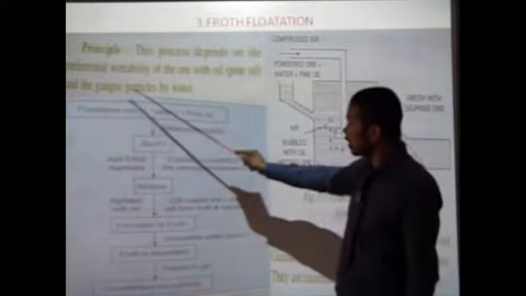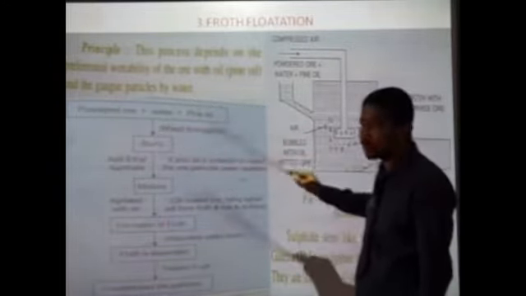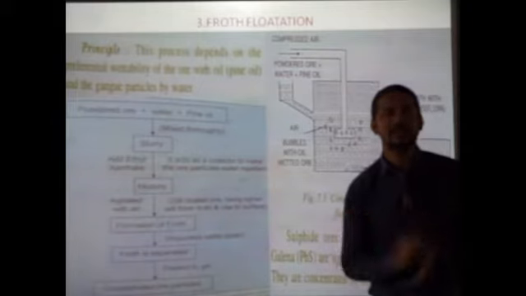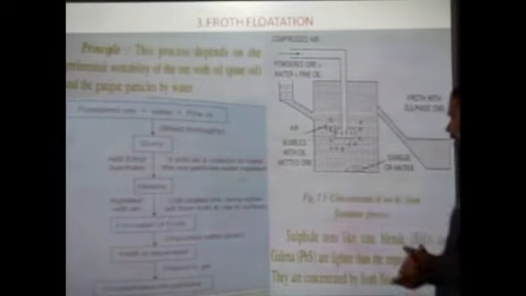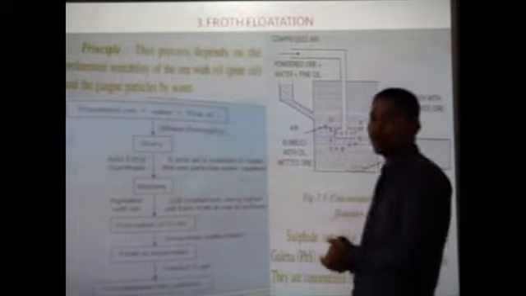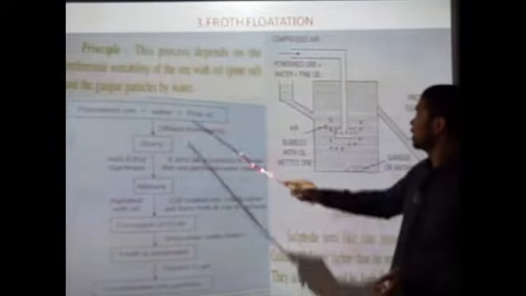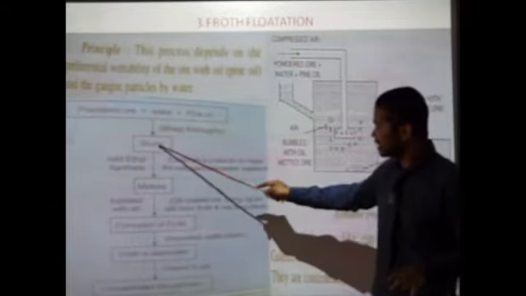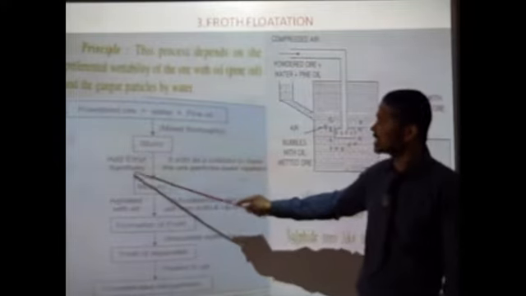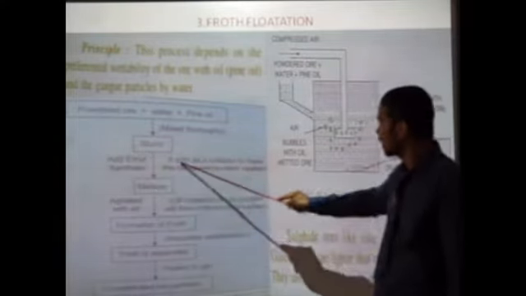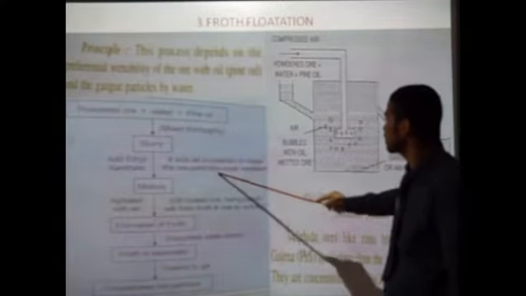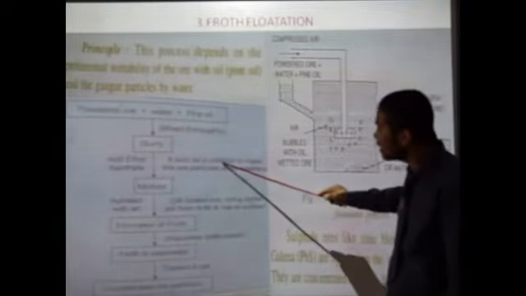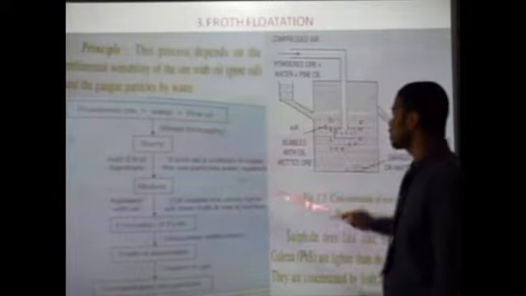So first of all, how does this method work? Powdered ore plus water plus pine oil. So crushed or ground ore is mixed with water and pine oil. They are mixed thoroughly, and the slurry, meaning a mixture of all these, is made. Then this slurry is added to ethyl xanthate. What is the function of this ethyl xanthate? It acts as a collector to make the ore particles water repellent.